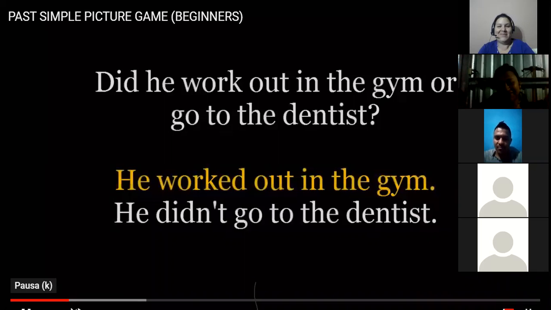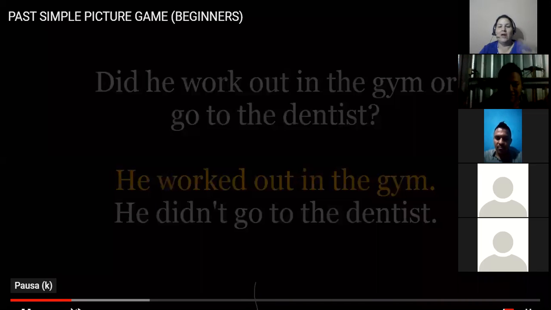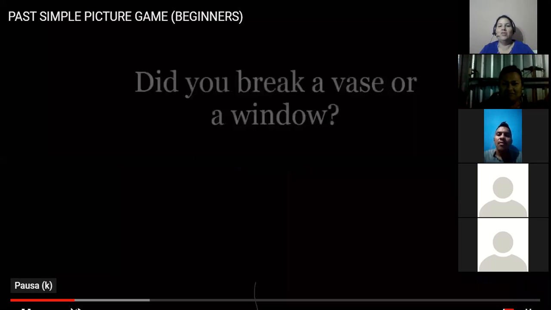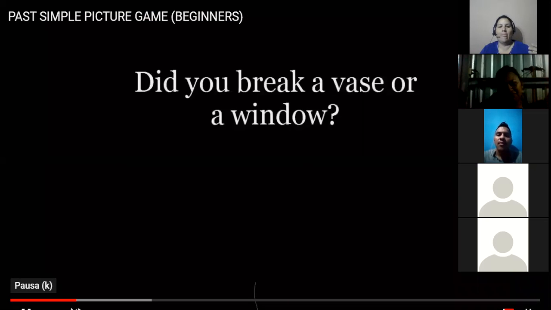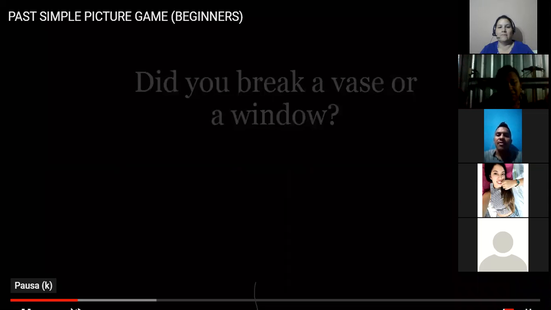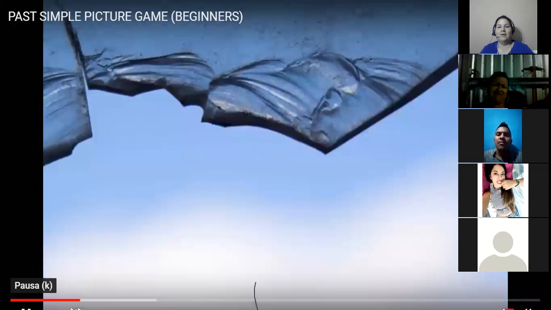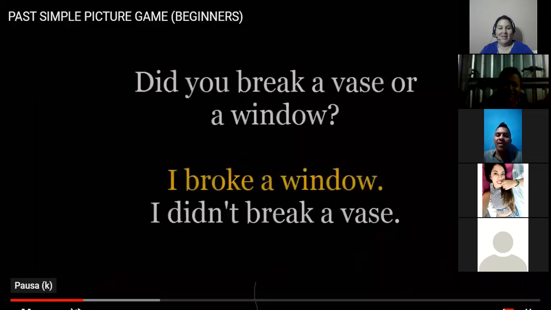Next one. Thinking fast. I'm not going to pause this one, so you've got to think fast, okay? Did you break a vase or a window? A window. But the sentence? I broke a window. Very good. So I'm going to play the exercise like that. You come up with it, but you have to say the complete sentence to practice.